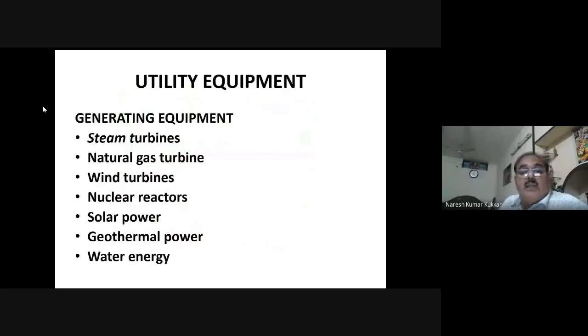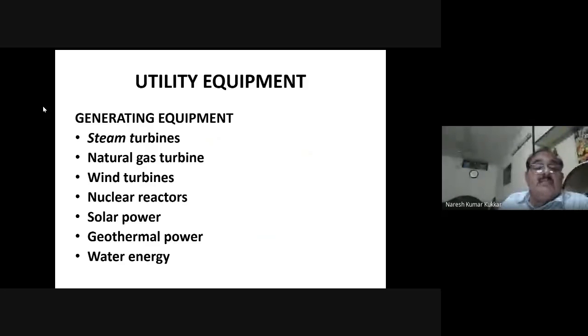Then comes the utility equipment. This is basic equipment we use in utility. These equipments are basically not directly associated with the industry, but they are the main parts of the industry. They don't constitute the main process of the industry. They are a must for the industry.